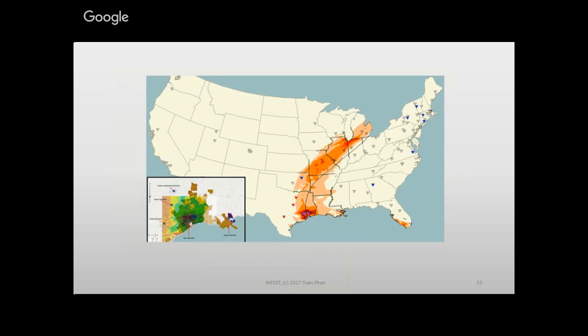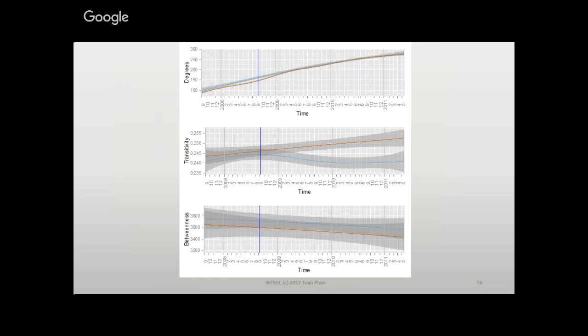Okay? And then we looked at network metrics. I won't get too much into detail about what these mean, but I just want to show you. So this is 4 years over time. The blue line marks the week of the hurricane, and then these are our metrics. We look at degree, which is the number of friends. That doesn't change too much. The blue is the control group. The red is the treatment group.